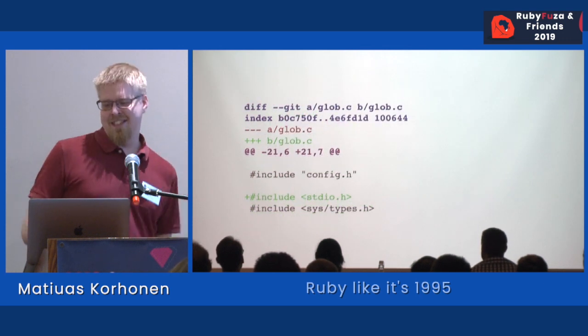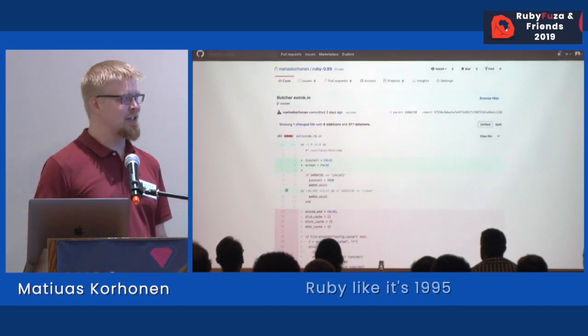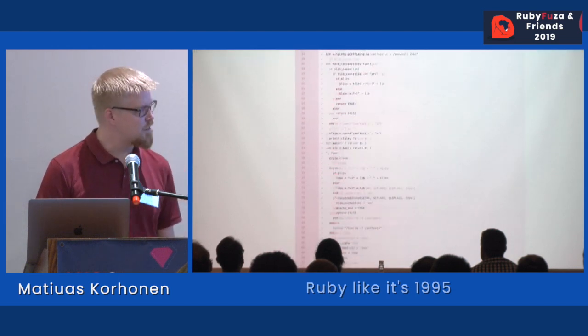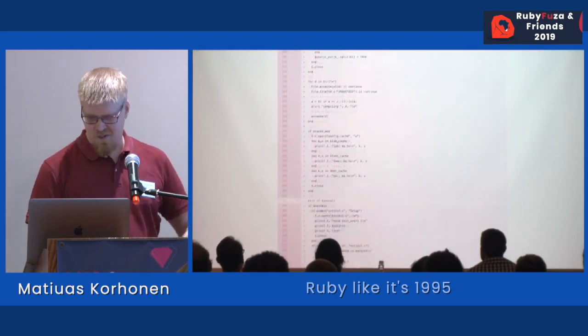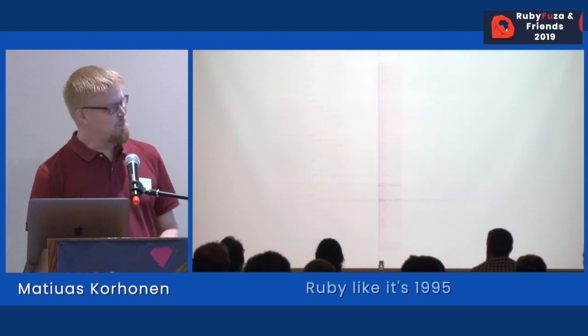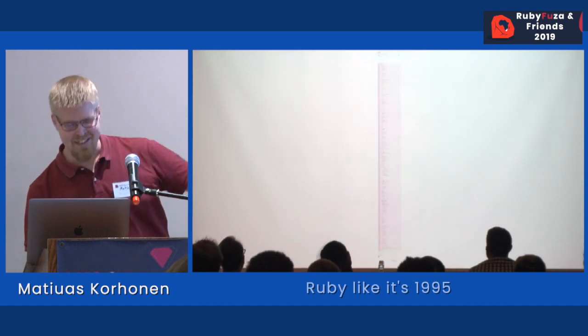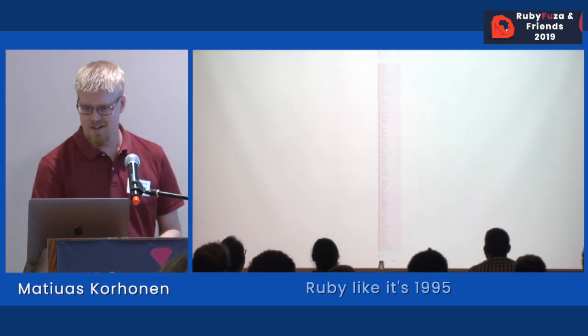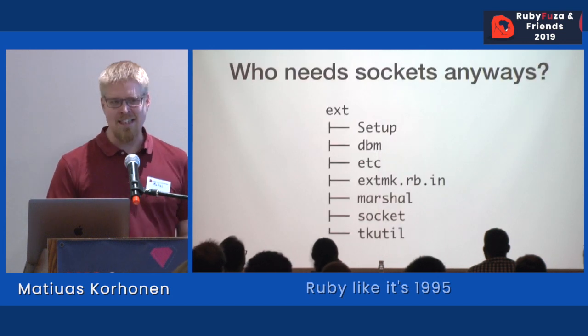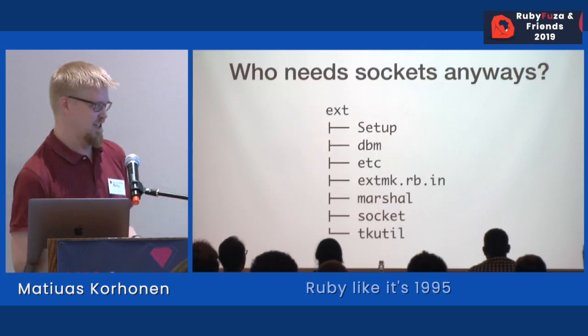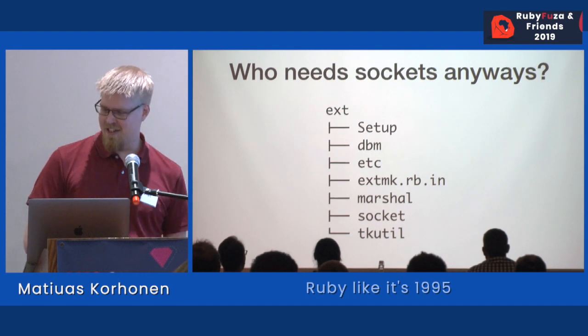And we're almost done. Then I also end up butchering the script that compiles native extensions for Ruby. It's fine. That's the full diff, by the way. But you know, who needs sockets anyway? Or Marshal? It's not that important.